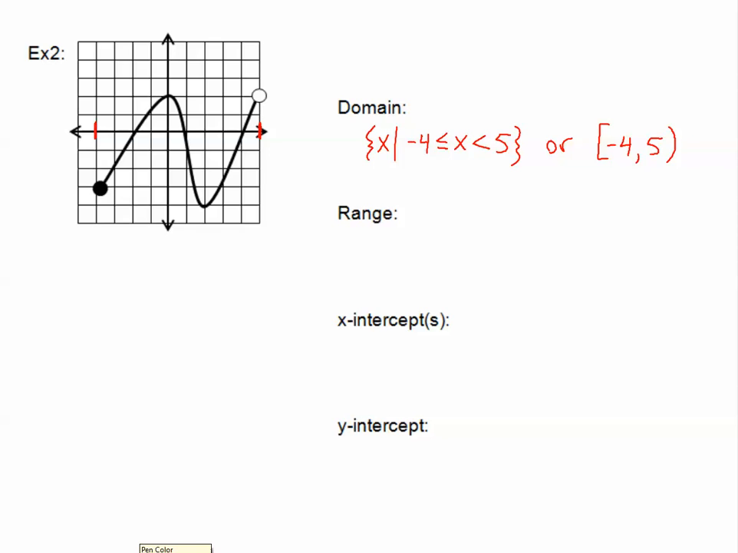Range, we change our eyes. Now we're going as far down and as far up as we can go. Well, as far down, this is not as low as we go. We actually get a little bit lower down here. So that's the lowest y coordinate that we can use, which is -4. And then we go as high up as right here.